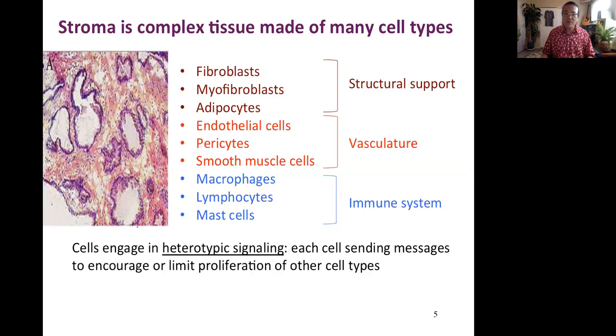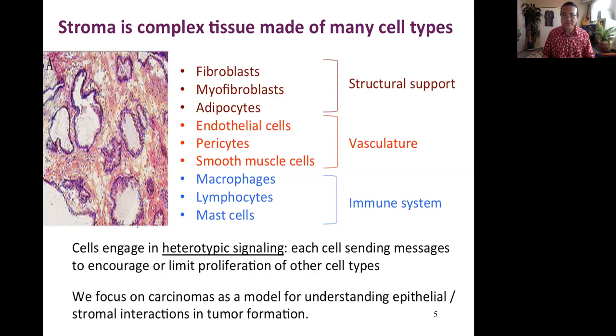So therefore, we have what's called heterotypic signaling, simply meaning you have lots of different kinds of signals going between many different types of cells. And one way to think about this is that each cell type within the stroma is sending messages that either encourage or limit the proliferation or the activities of the other cell types that are all mixed in there. And together, that balance of heterotypic signaling might vary from tissue to tissue.